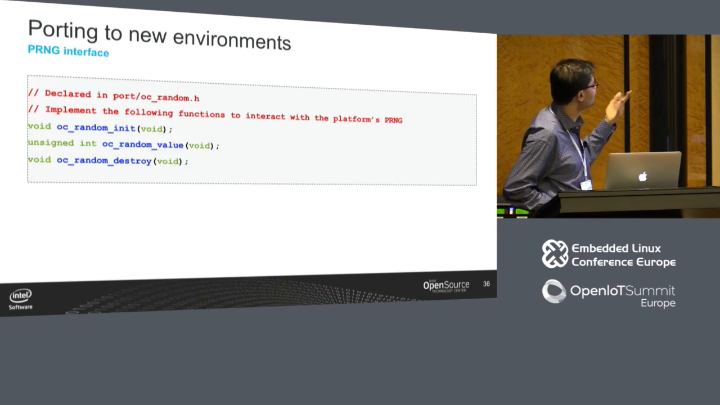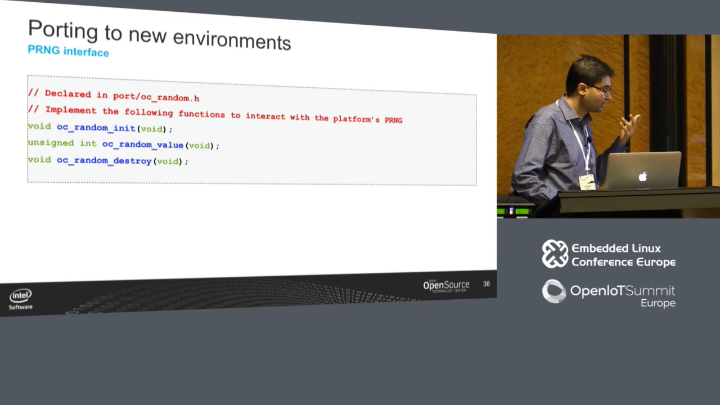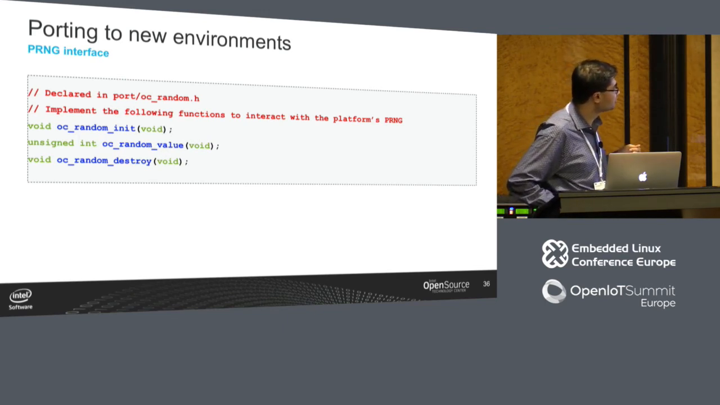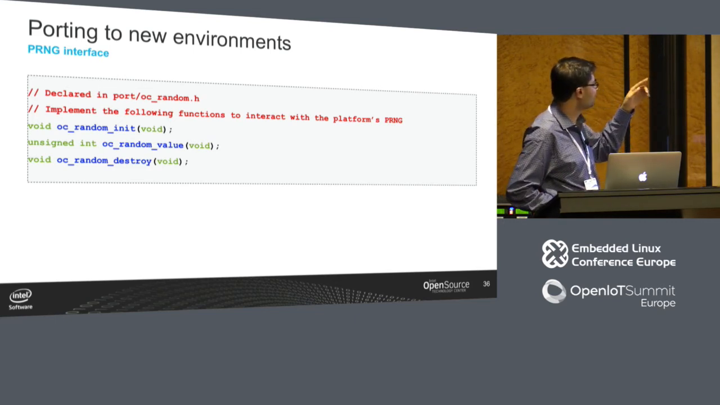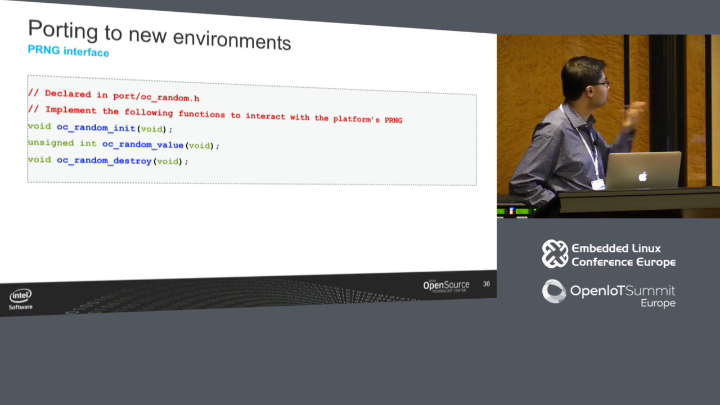This is the pseudo random number generator interface. An implementation might choose to employ some desired seeding strategy if necessary in the initialization, but the framework calls OC random value to obtain an unsigned integer whenever it needs a random number.